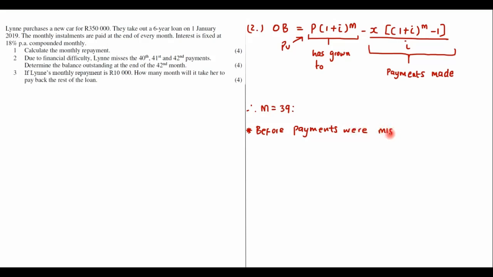So before payments were missed, she had already made 39 payments. Now what we need to understand is how much was outstanding from there. So P here will then be 350,000, and of course 1 plus I is still 18% over 12. Before the 48th payment that was missed, the bank was expecting that she should have made the 39th payment, and that's what the bank has expected. And from here, this is what we're working on, what Lynn has already paid.